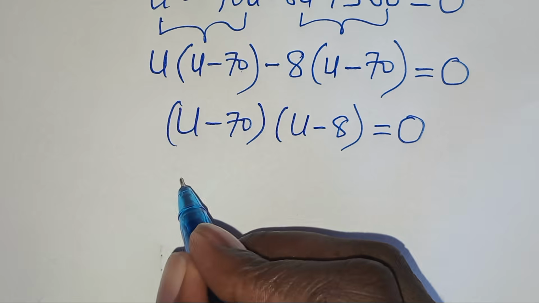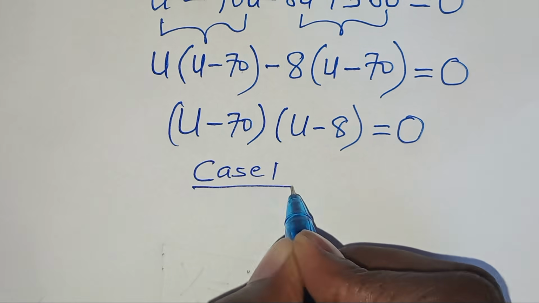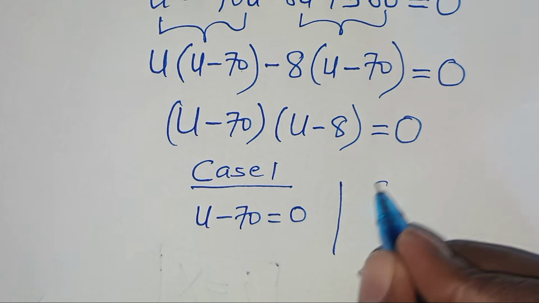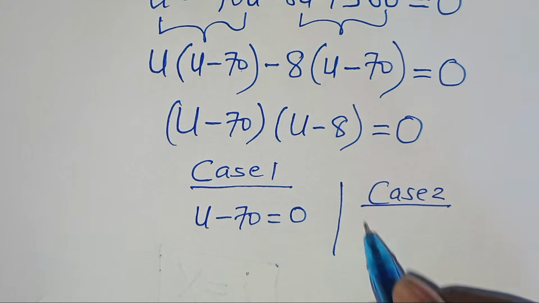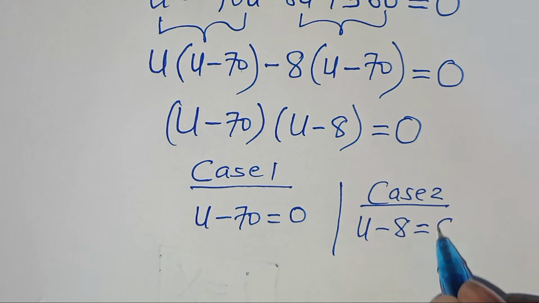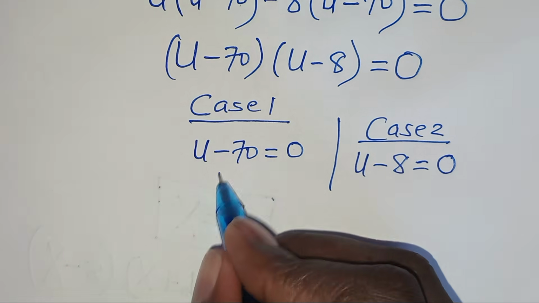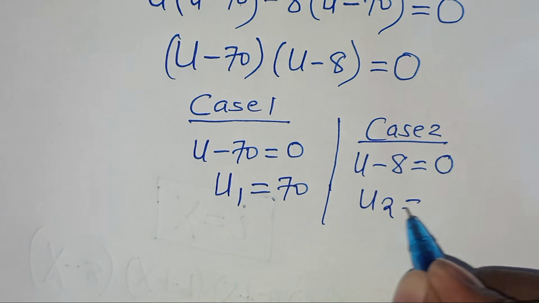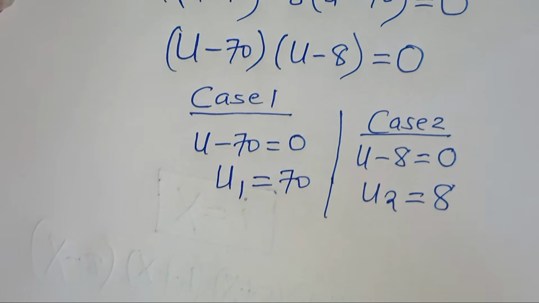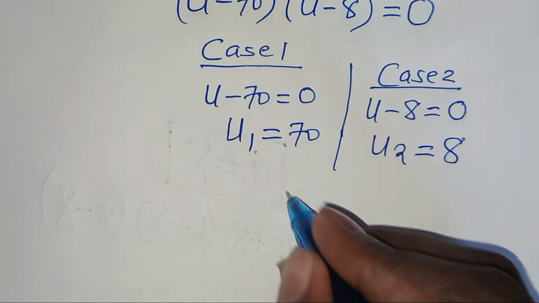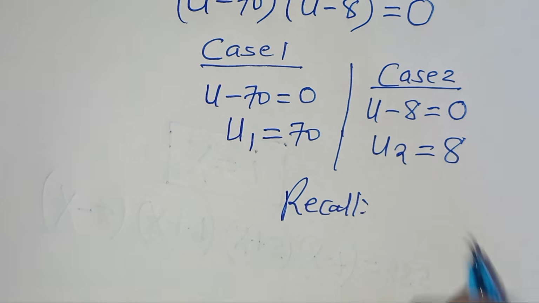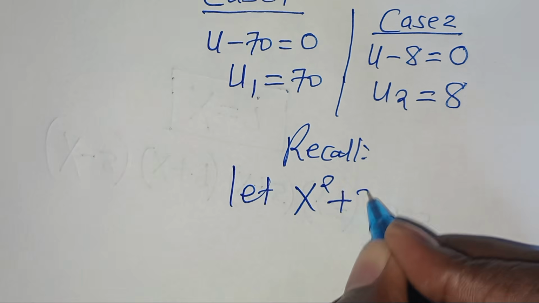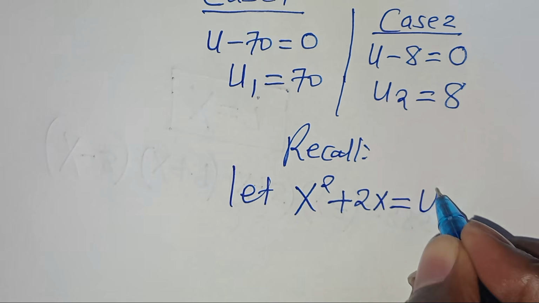So we have got two cases here. In case 1, u minus 70 is equal to 0. And in case 2, we have u subtract 8 is equal to 0. So we have u1 is equal to 70. We have u2 is equal to 8. Now, the next step is that if you recall, we let x to the power of 2 plus 2x be equal to u.